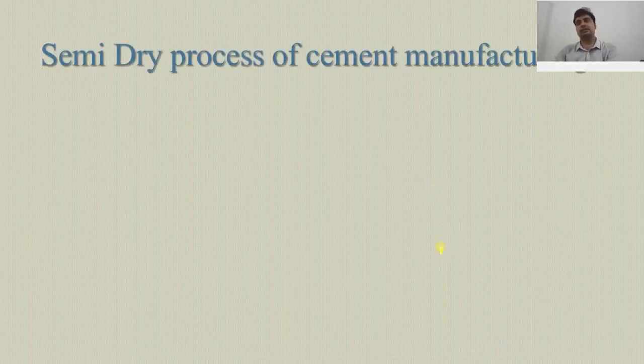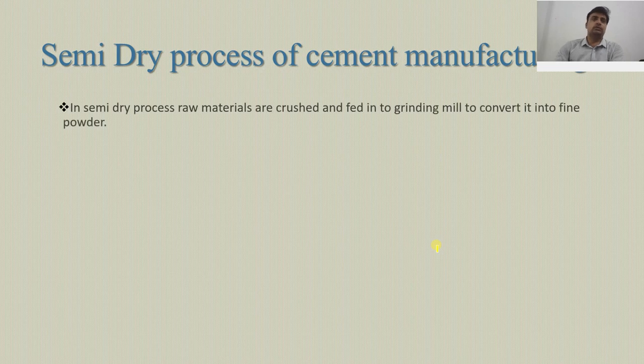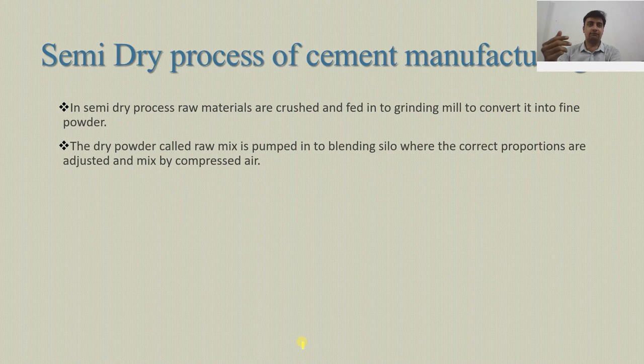Next, the semi-dry process. In the semi-dry process, the raw materials are crushed and fed into the grinding mills to convert into fine powder. The dry powder, called raw mix, is pumped into the blending silo, where the correct proportion is adjusted and mixed by compressed air.